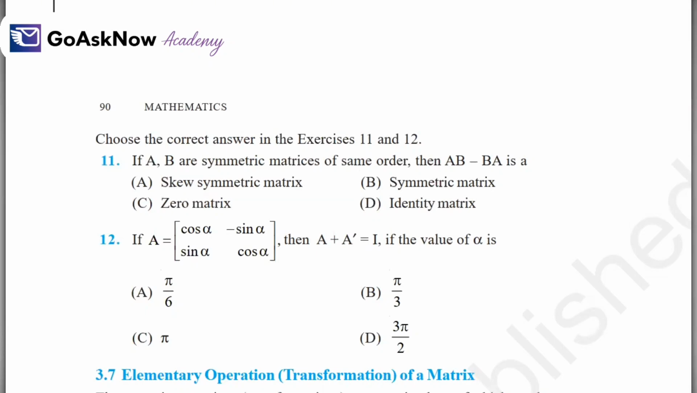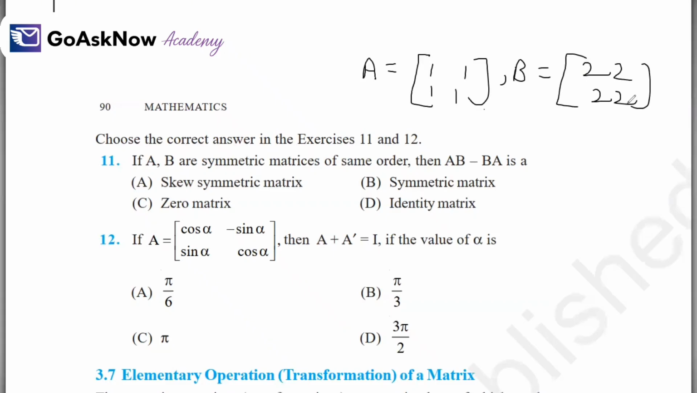If A, B are symmetric matrices of same order, then AB minus BA is the... So if A and B are symmetric matrices of same order, we have to tell what AB minus BA is. Let's take an example here. I will take the A matrix as 1, 1, 1, and the B matrix as 2, 2, 2, 2. And if you find AB minus BA, then it will be what?